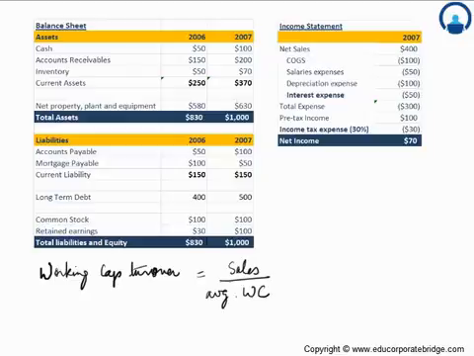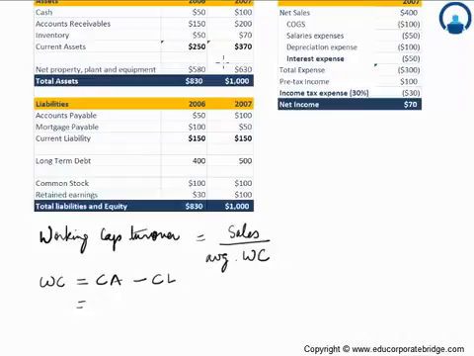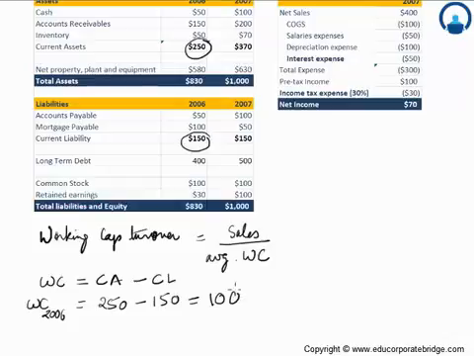So let's find the average working capital first. Working capital is defined as current assets minus current liabilities. So what is your current assets in 2006? So working capital for 2006, current assets here is 250 and current liabilities is 150. So working capital will be 250 minus 150 here. This comes out to be 100.